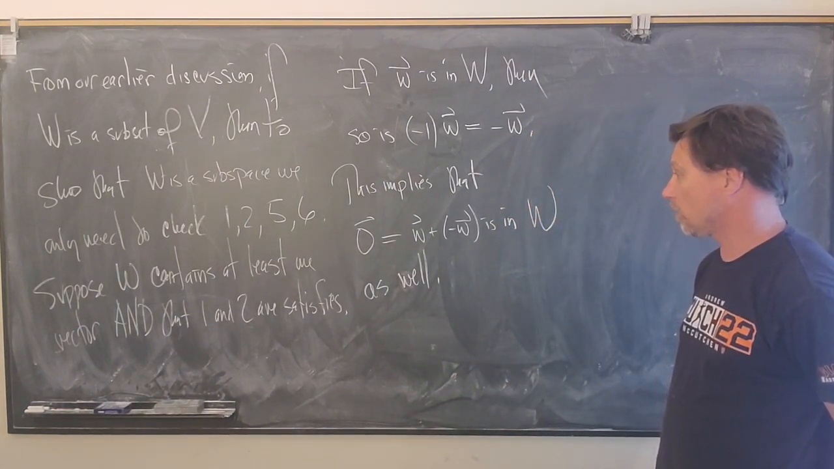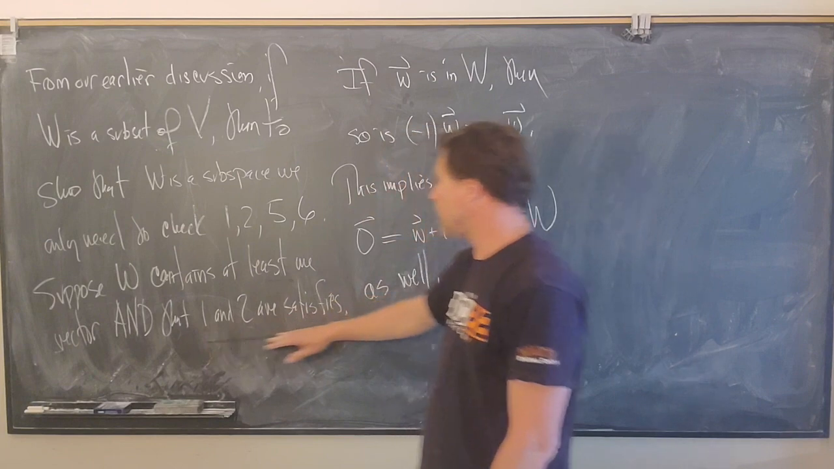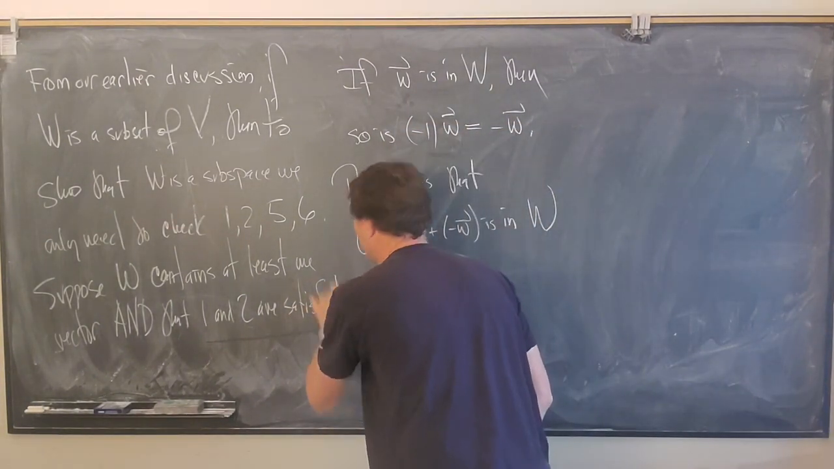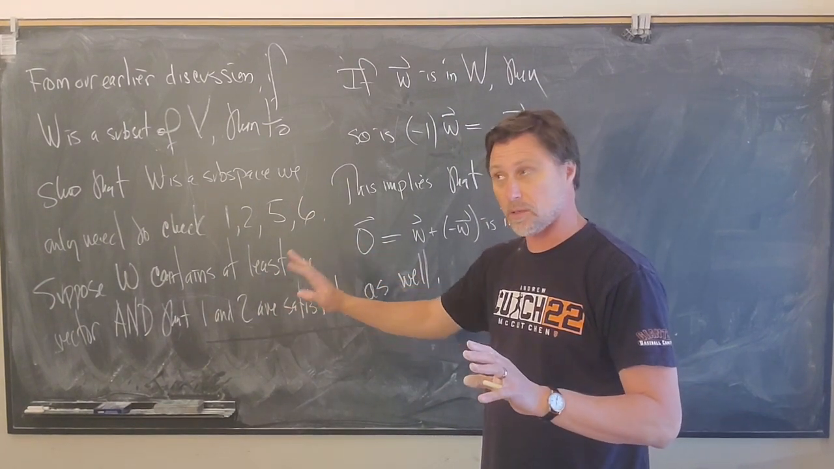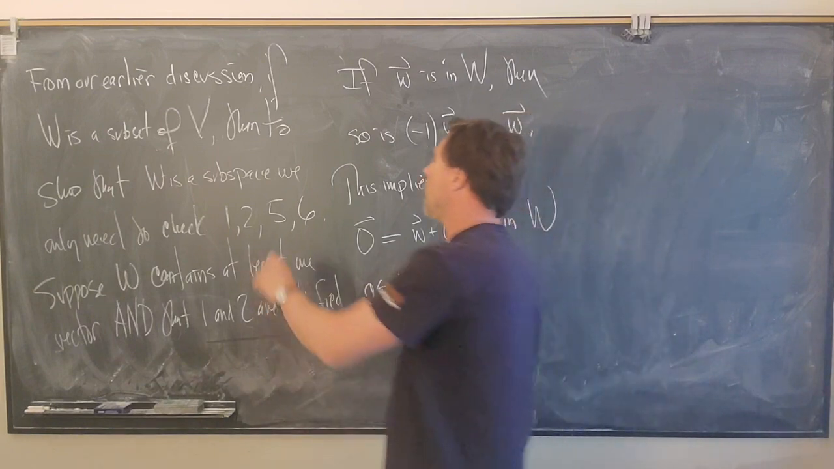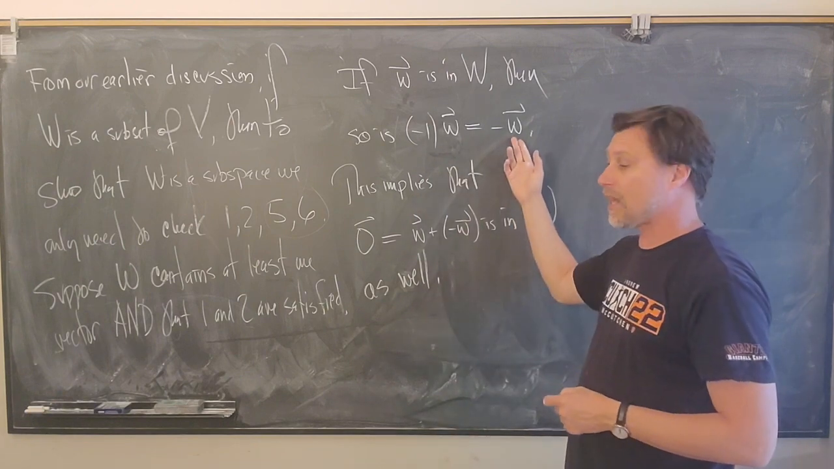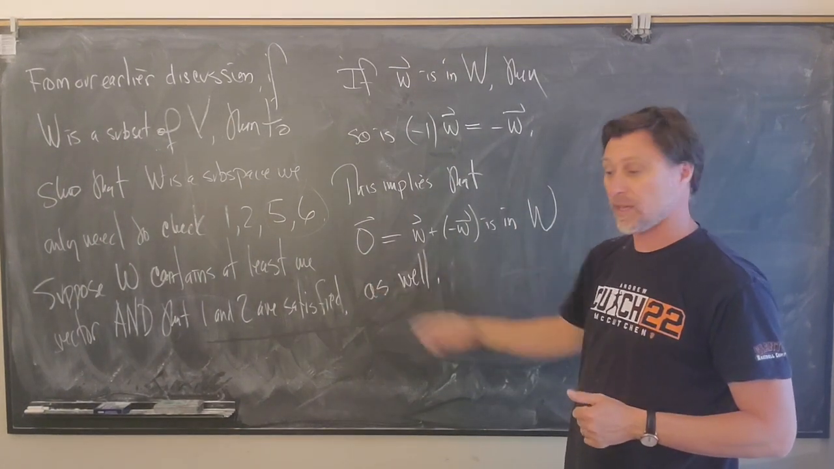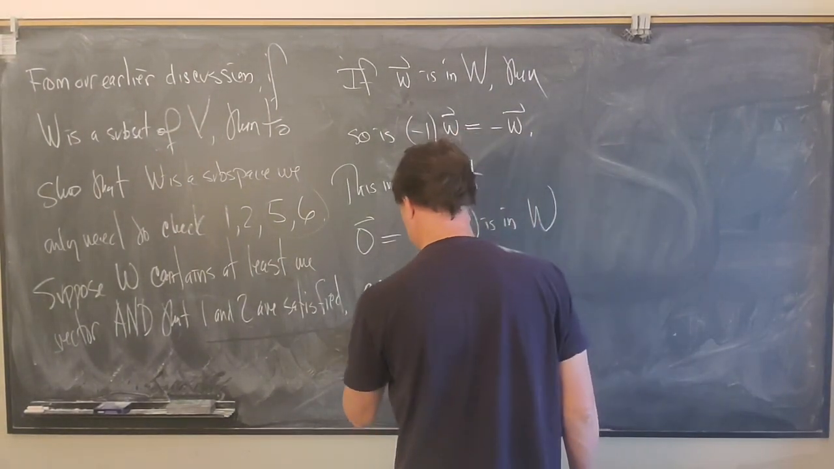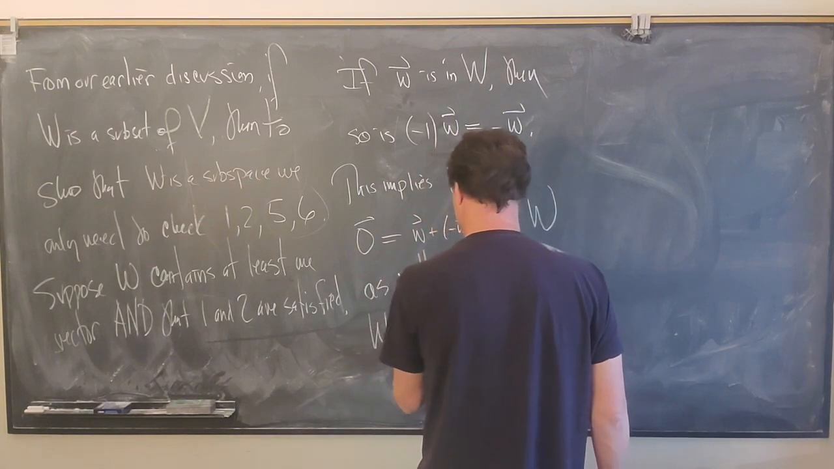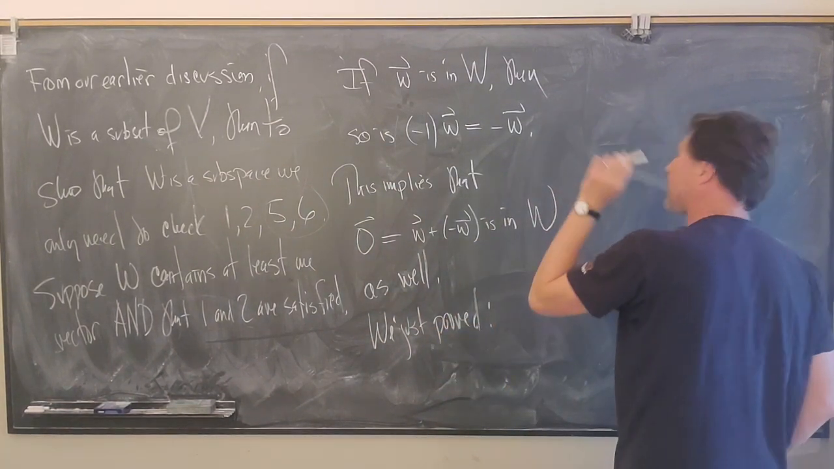So what did we just show? We showed that if W has at least one vector and 1 and 2 are satisfied, so if it's closed under scalar multiplication and addition, then properties 5 and 6 automatically hold, right? We showed that we have an additive inverse, and we showed that the 0 vector is inside W. What we just proved, so let's write this down, it's a theorem that's important enough we're going to give it its own name, so this is called the subspace test.